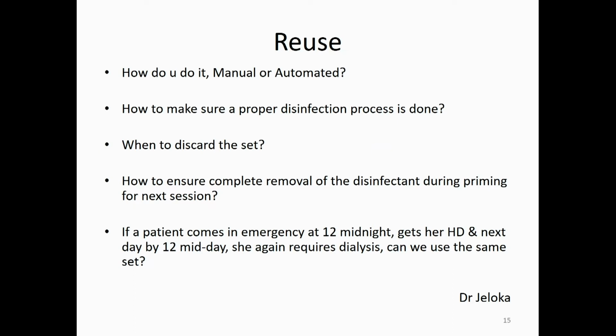How do I know when to discard the set? Initially you have to look at the dialyzer. Some are aesthetically looking bad. Some have fibers which are discolored, turned black or dark colored. The recommendation is that if it is more than 20% discolored fibers, by rough estimation, you can discard. Another criterion is if the fiber bundle volume is below 80%, then effectiveness is less, and you can discard. Then if there is pressure testing and there is a leak, obviously you have to discard.